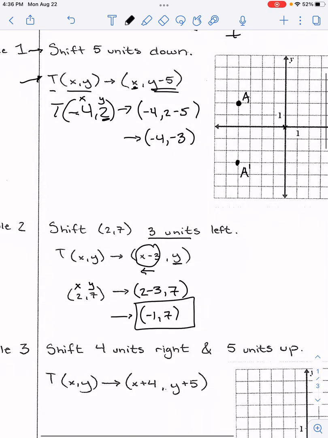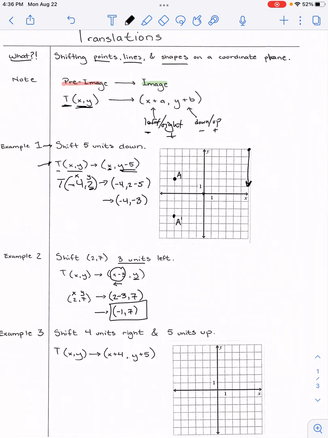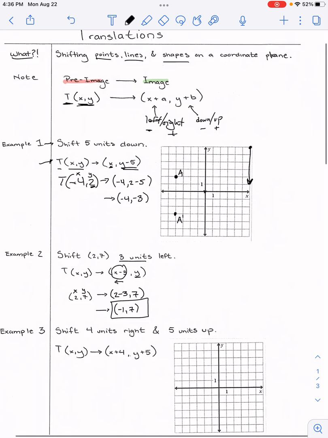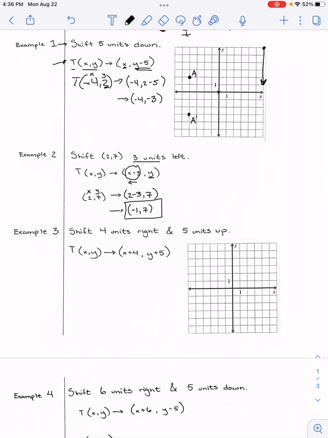All right. So these first two, they're just shifting in only one direction. Example 1 down, example 2 move to the left. Now we're going to go to example 3 where we are shifting it in multiple directions. We're going to have to process this a little bit more carefully. It says shift 4 units right and 5 units up.